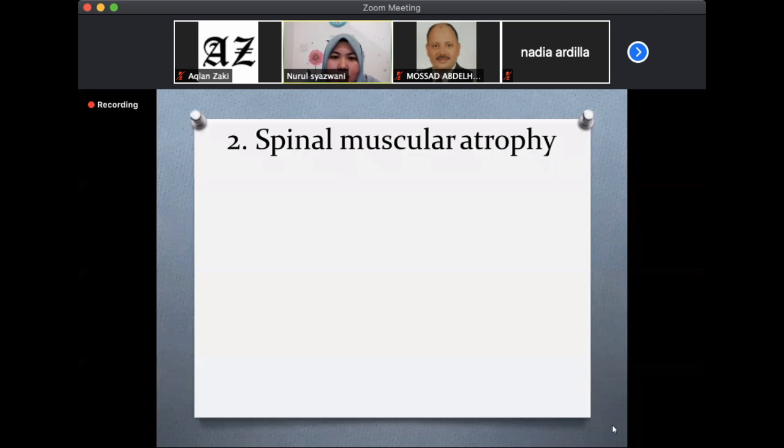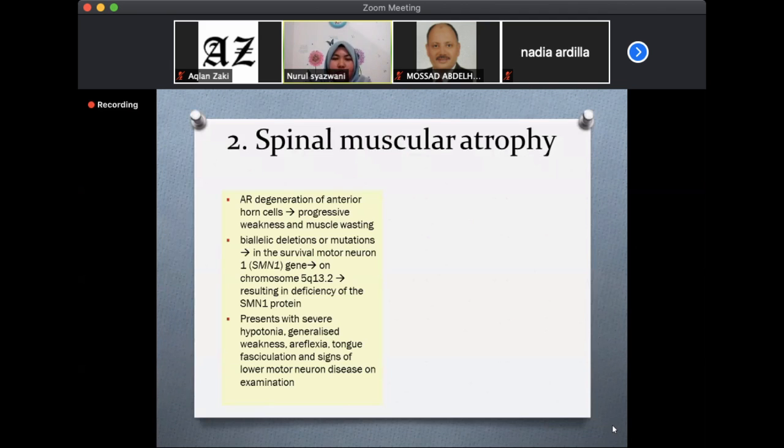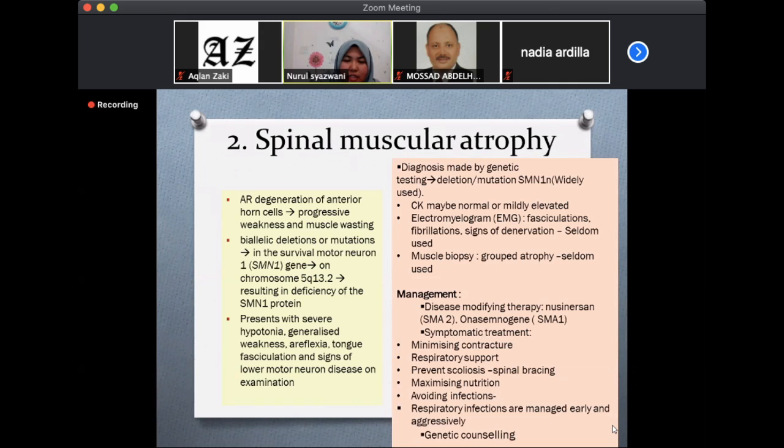Okay, the next one is spinal muscular atrophy. Spinal muscular atrophy is autosomal recessive and involves degeneration of the anterior horn cell. When there is degeneration of the anterior horn cell, there will be progressive weakness and muscle wasting. In this disease there will be biallelic deletions or mutations involving the survival motor neuron 1, SMN1, gene on chromosome 5q13, resulting in deficiency of the SMN1 protein. The infant or child will present with severe hypotonia, generalized weakness, areflexia, tongue fasciculations, and also signs of lower motor neuron disease.